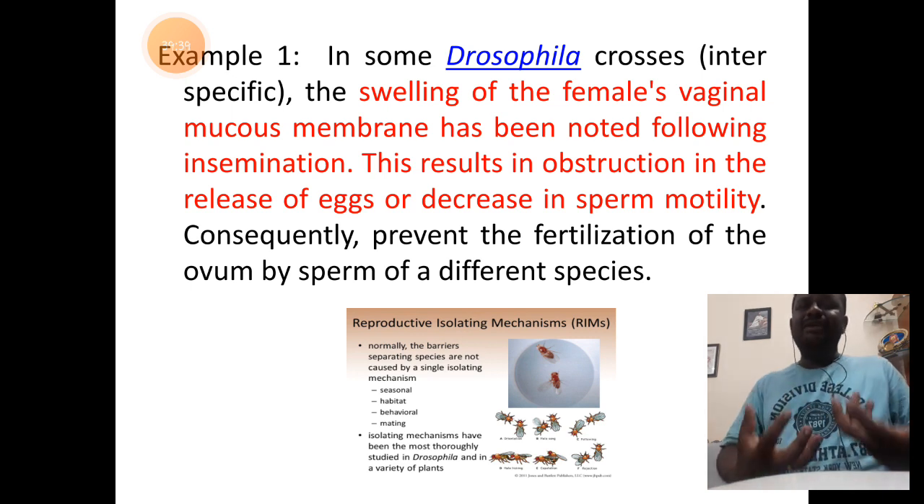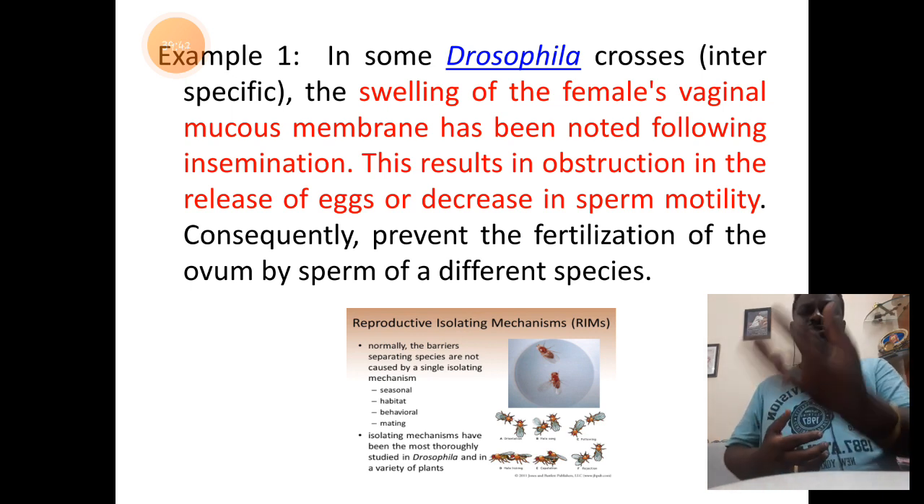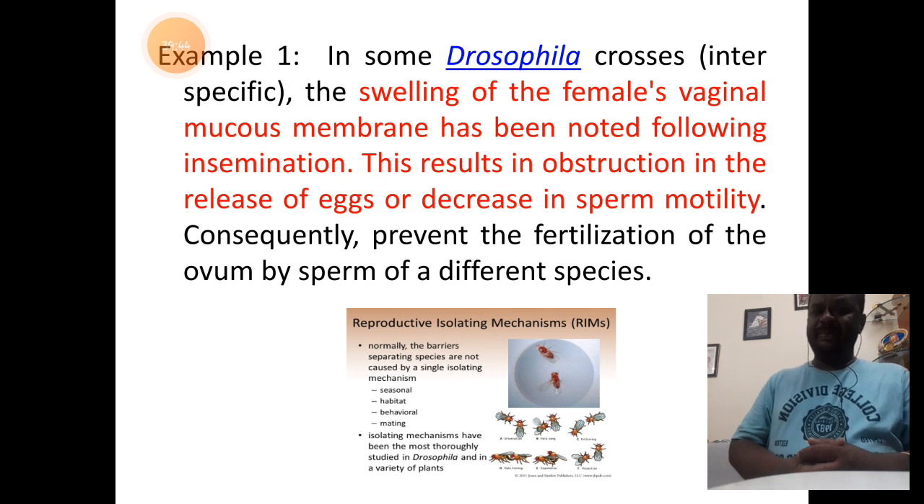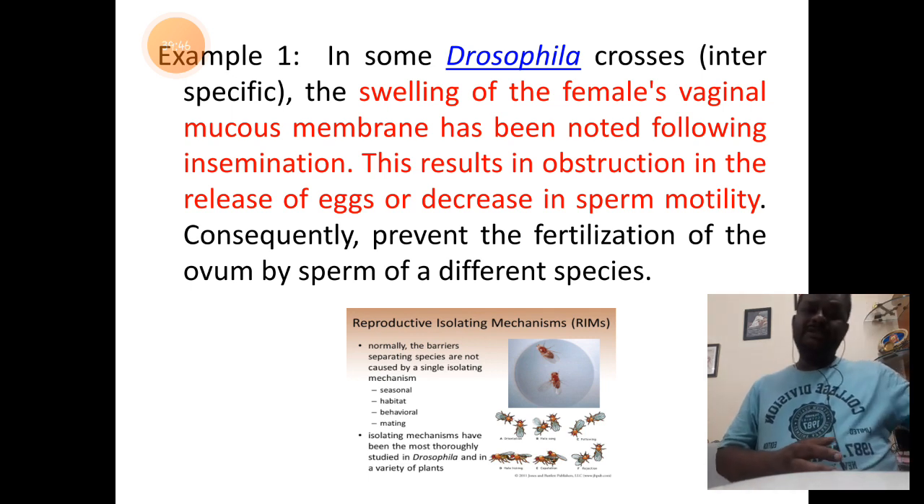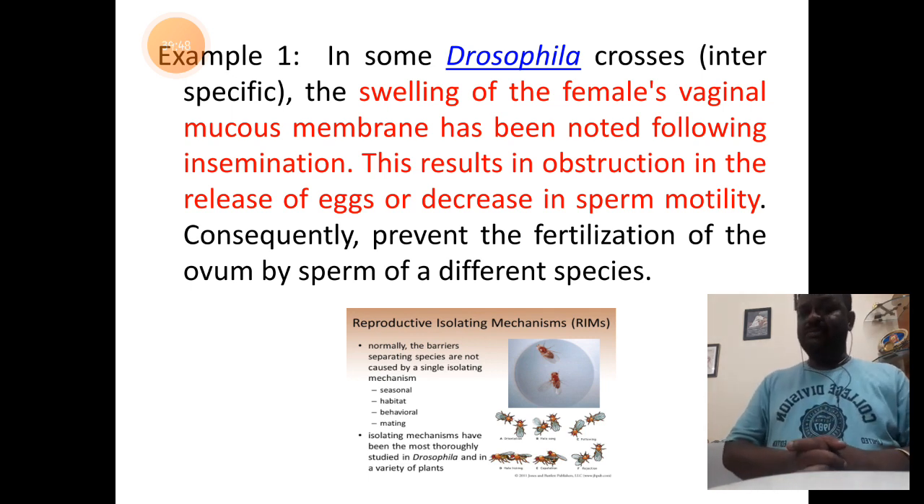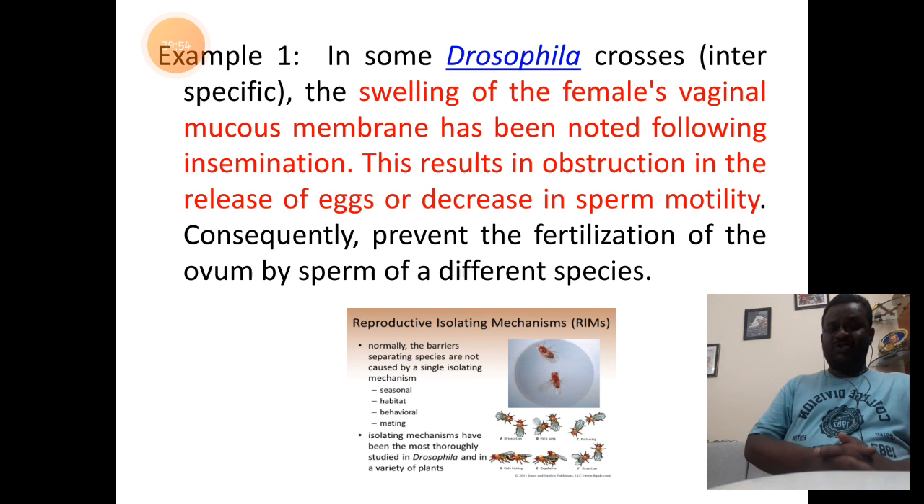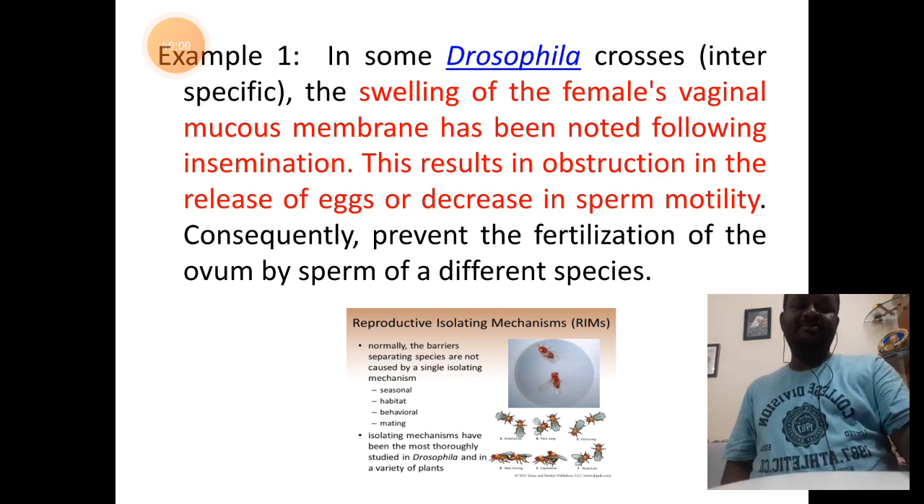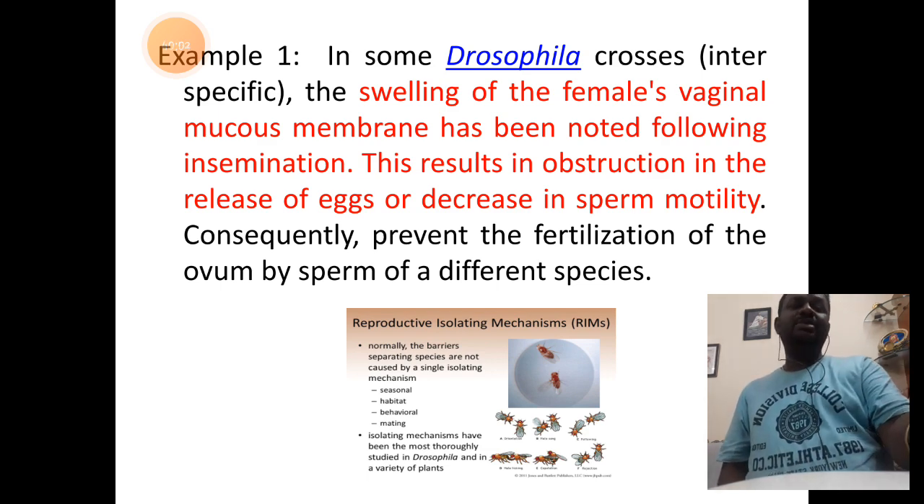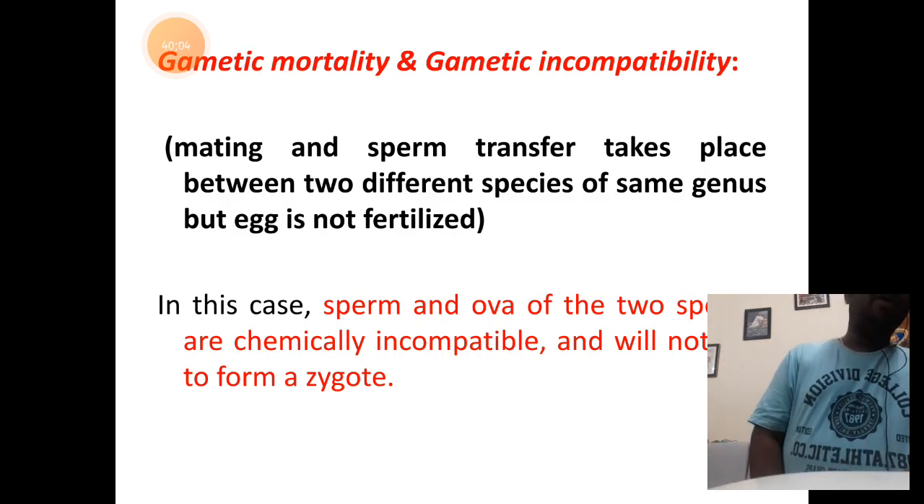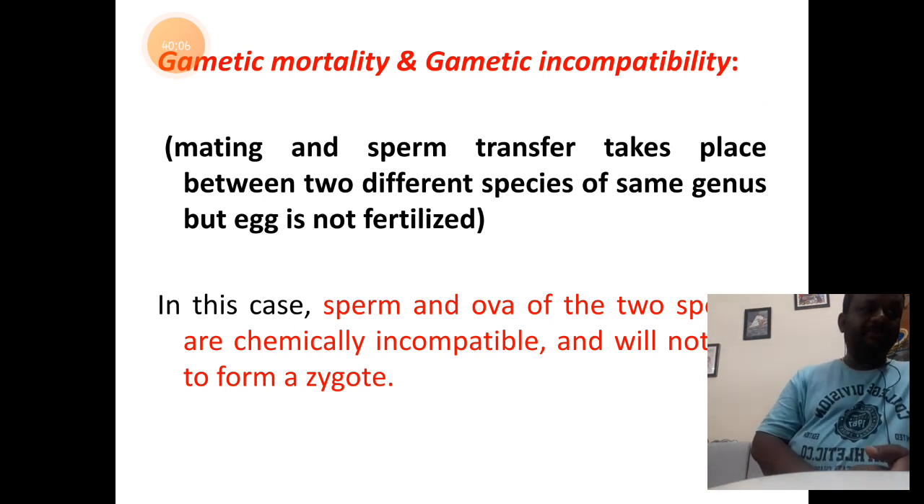So there is pain given to the opposite sex, that's the female organism, even though the sperms are released into the body. But those sperms will not reach the eggs for the process of fertilization. That is because physiology will change in the body of the organism. So, this is another example related to physiological isolation.